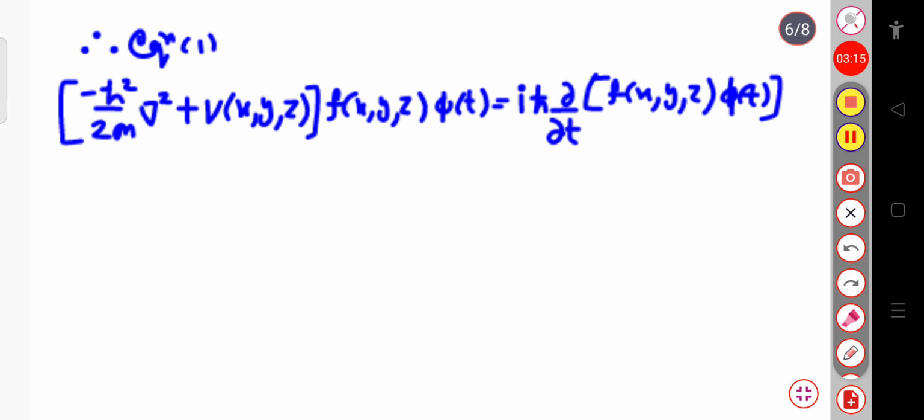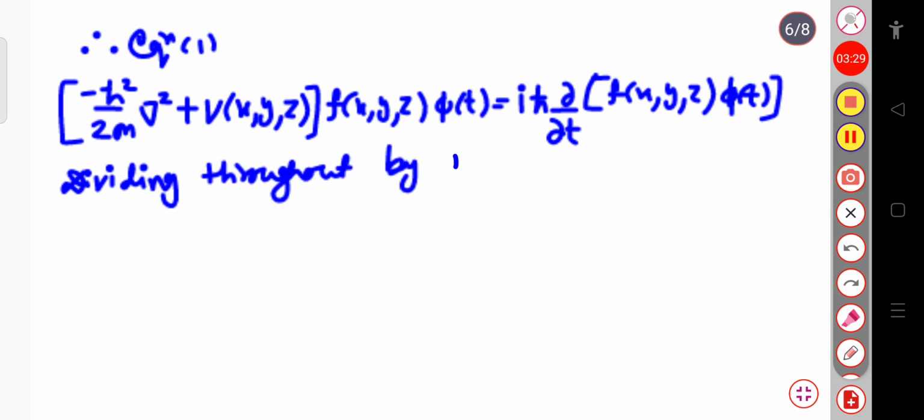Okay, now we divide throughout, in this total equation, by f of x, y and z into phi of t. Now you can see here in this expression on the left hand side, del squared means dou square by dou x square plus dou square by dou y square plus dou square by dou z square, that is the del squared operator, and this V totally depends on the position coordinate. So here you can say that this left hand side is independent of t.